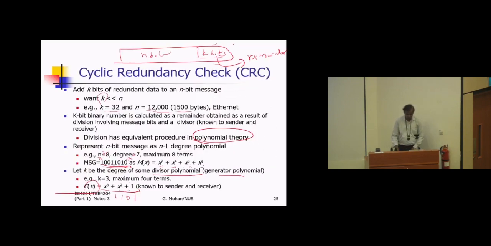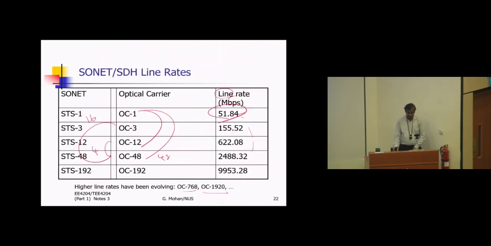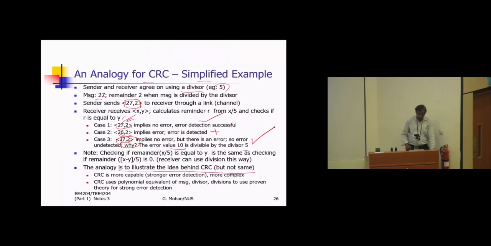So if you look at the frame format, you see the CRC bits, right? 16 bits, right? If you look at the Ethernet format, there will be a 32-bit CRC at the end. So this will be sent to the receiver. This as a whole, we call it P of x. P of x is m followed by r. Message bits followed by r. Okay? And each has a certain degree.